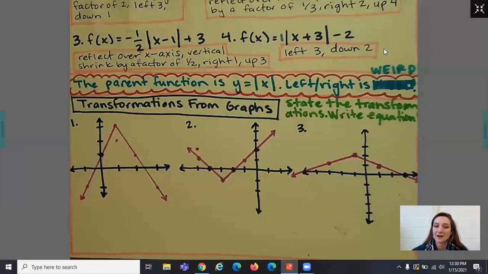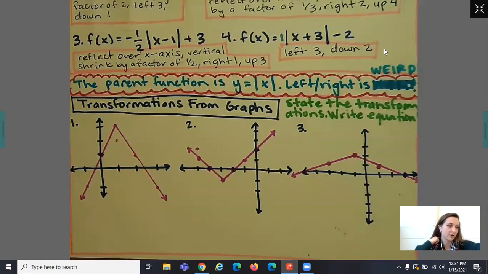Hello, everyone. We're going to be learning about transformations from the graphs of absolute value functions. In the previous video, we looked at the equations. Now we're going to be looking at the graphs. The very first thing I want to show you is what the parent function of the absolute value looks like.